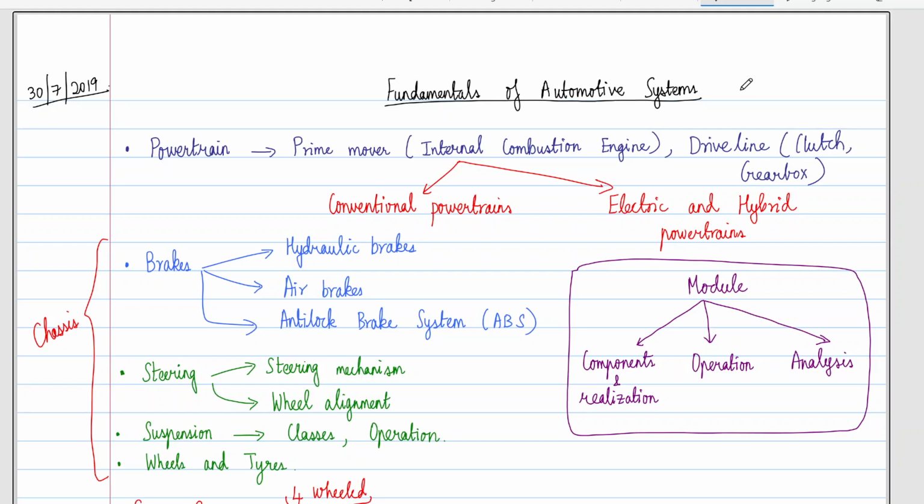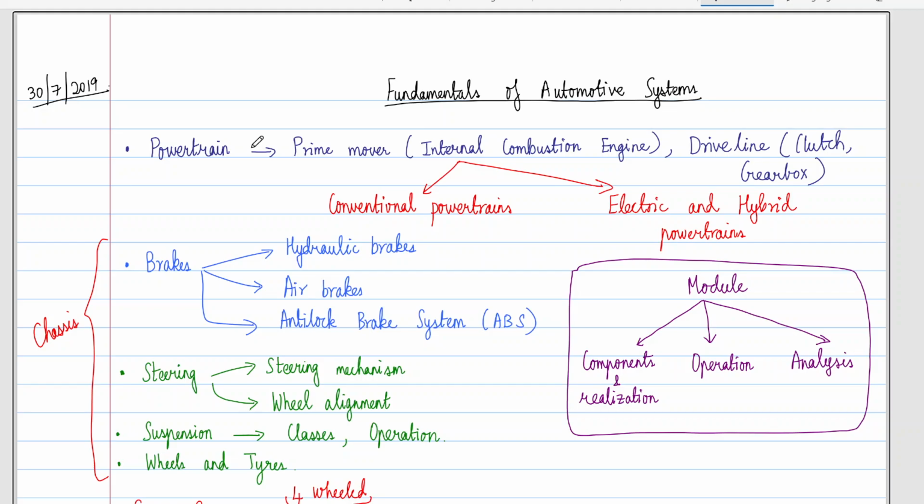Welcome to this Fundamentals of Automotive Systems course. As I was saying, here we'll be discussing various aspects of powertrain, brakes, steering, suspension, wheels, and tires. In powertrain, we will be looking at the prime movers. Prime movers are essentially the component which is directly responsible for moving your vehicle. In powertrain, we have two kinds of powertrains: conventional powertrain, and electric and hybrid powertrains.